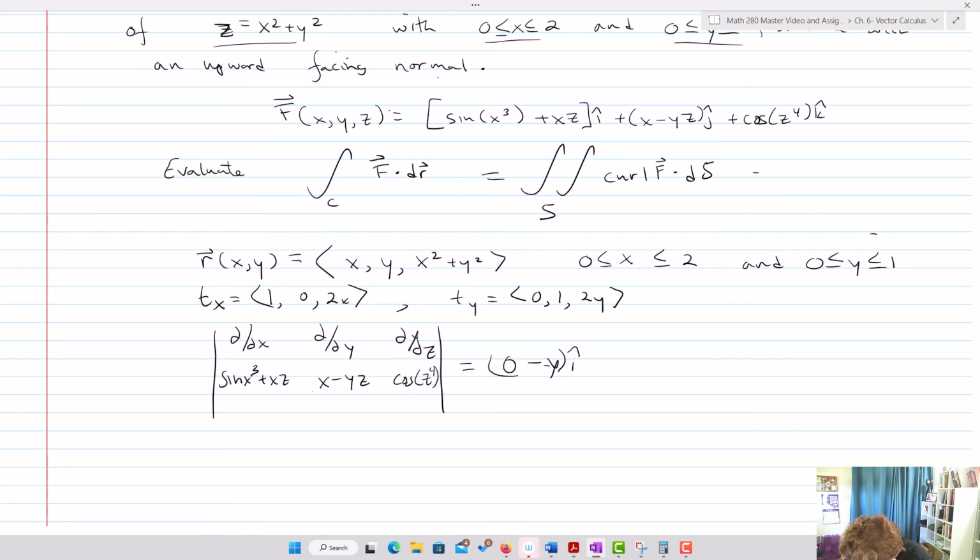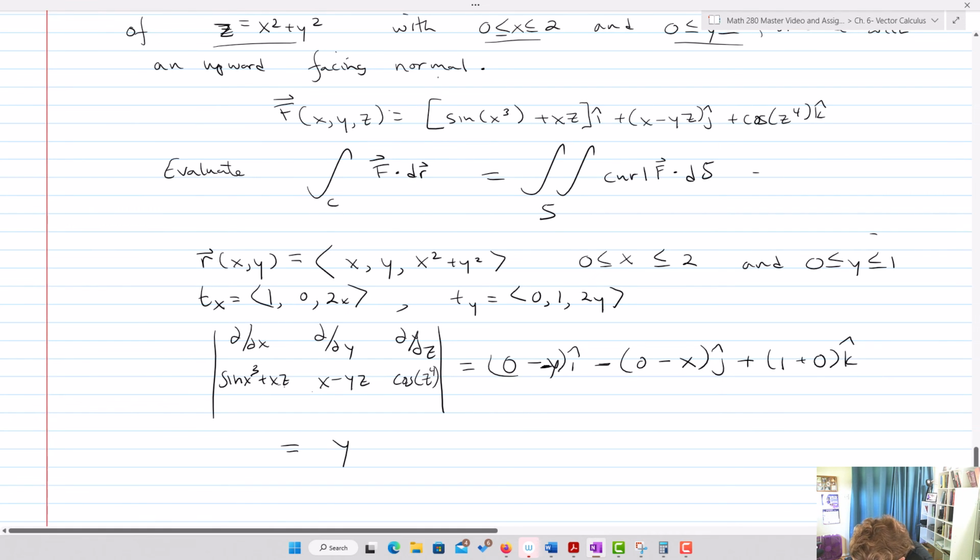I plus, minus, and then we'll have, this is 0 minus, and then this is just going to be minus x, z, excuse me, j, plus, and then we'll get 1 and plus 0, k. So our curl actually turns out real nice, real tidy. So this is going to end up giving me yi plus xj plus k, or yxk.